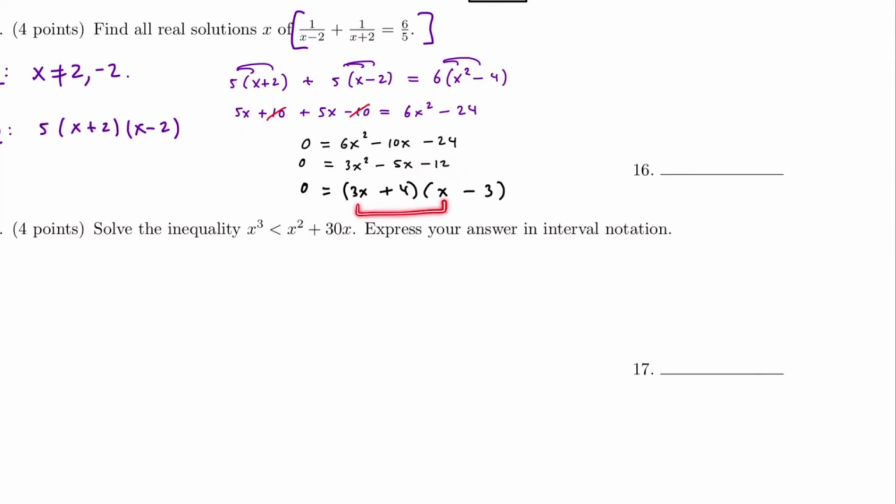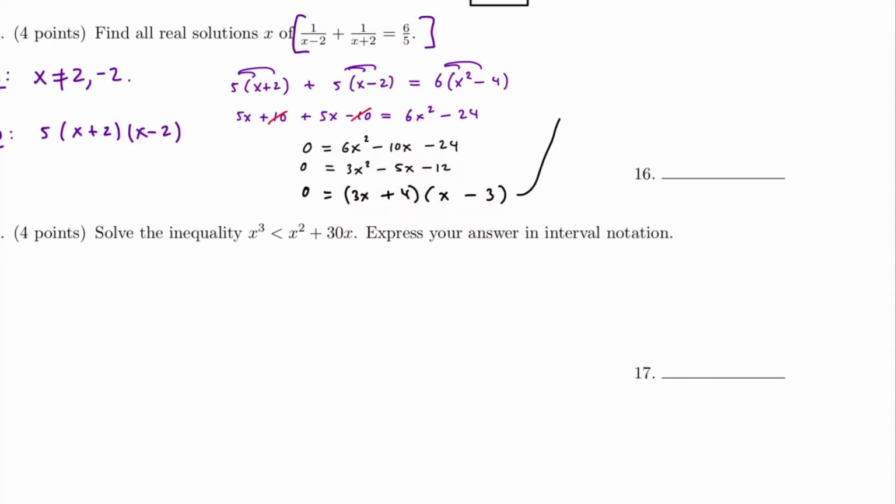So this is a 3x squared, 3x times negative 3, that's negative 9. And then 4x, that's positive 4x. So that would be a negative 5x. Good, so it works. So that is factorable. All right, that's nice. Now we set each factor to 0.